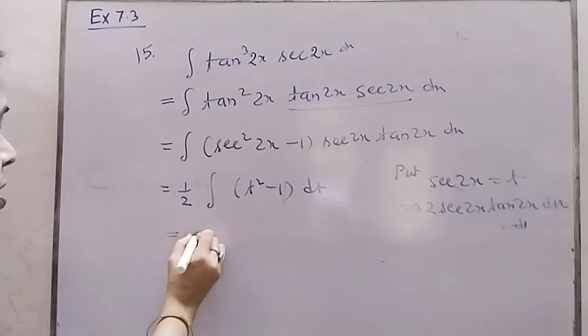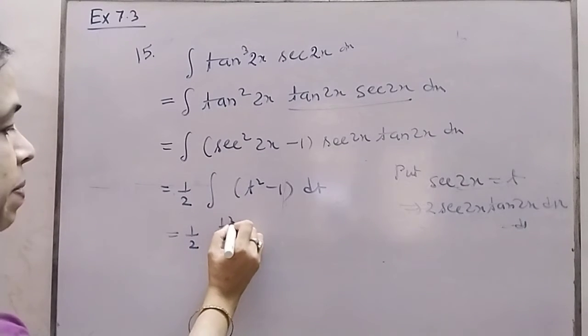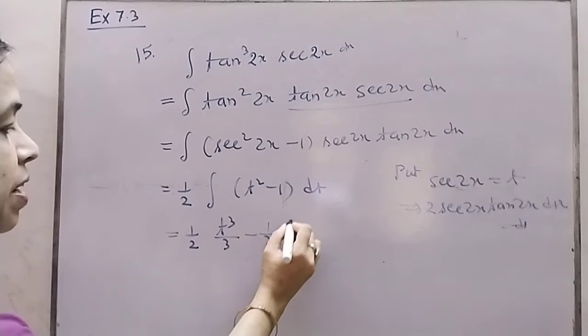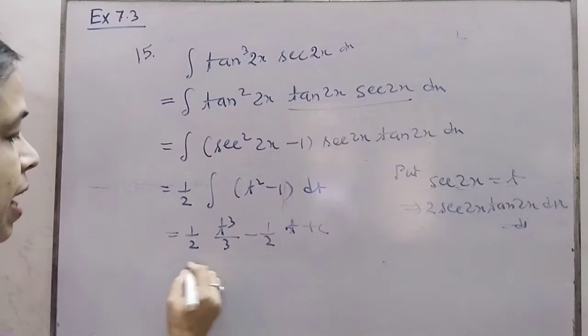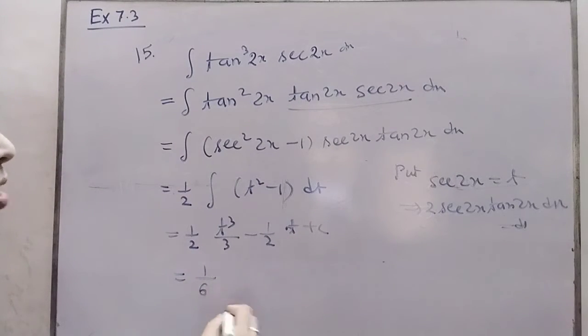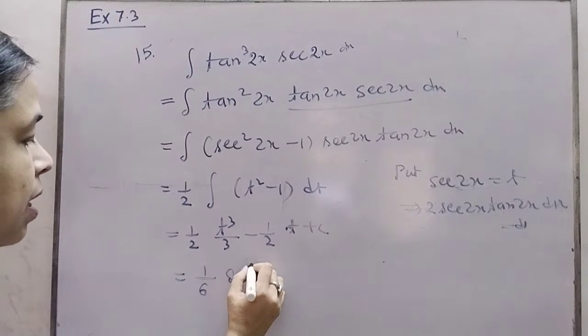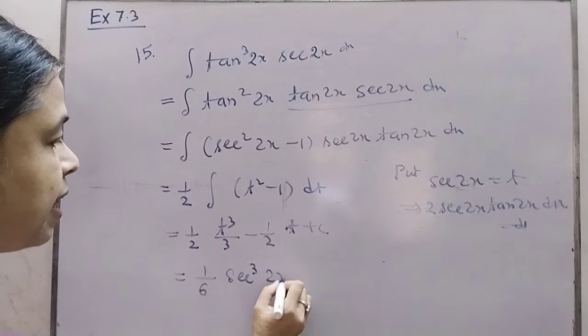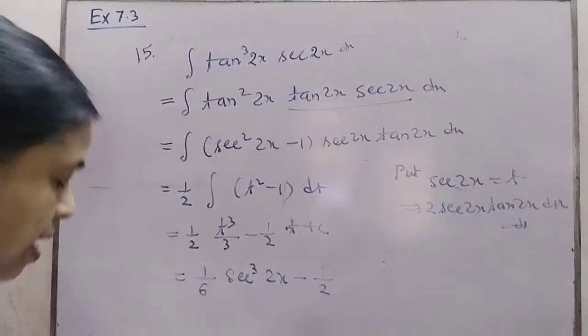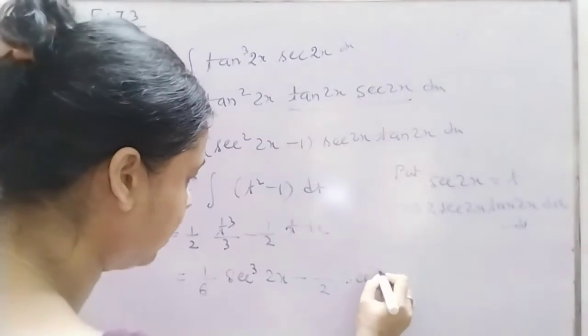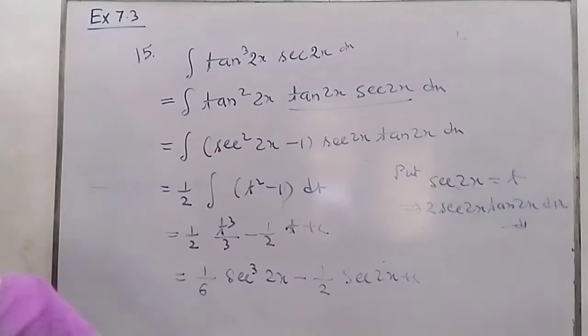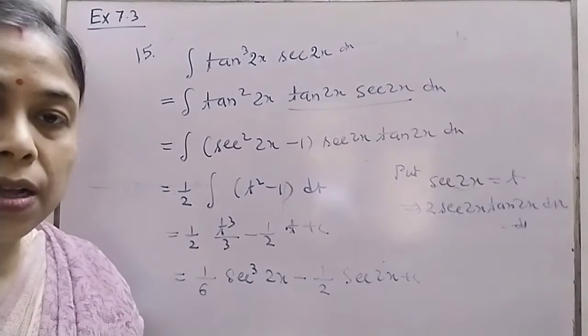What is the integration? Half, the integration of t square will be t cube by 3, minus half, the integration of dt is t, plus c. And ultimately change your t, which is sec twice x, so it will be sec cube twice x by 6 minus half sec twice x plus c. This is the solution. Hope you understand the method.